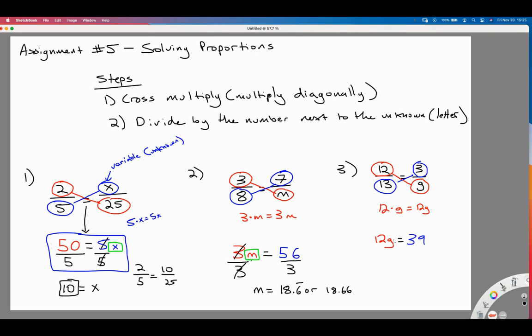Our last step, right? We want to get this g by itself. So the way we do that is we find out what number is next to the g, and that's going to be 12 in this case. So we're going to divide both of these numbers here by 12. 12 and 12 cancel out. And 39 divided by 12, if you were to type that into a calculator, we'd end up with 3.25 or 3 1/4, right? And that's what our missing value here would be for our proportion. And that would complete that statement here.